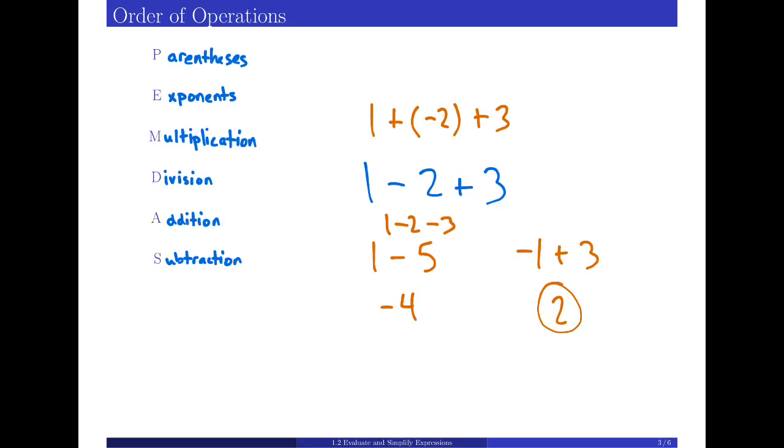Another one, let's say we have 3 times 4 squared. Make sure that we do the exponent first. So this would be 3 times 4 squared, which is 16, which gives us 48. You should not do 3 times 4 to get 12, and then square it to get 144.